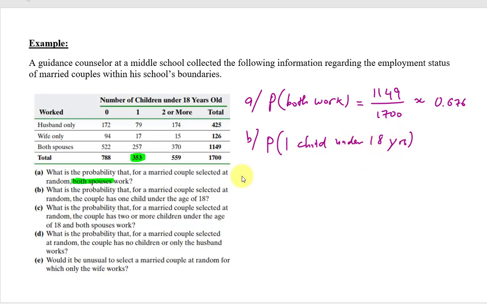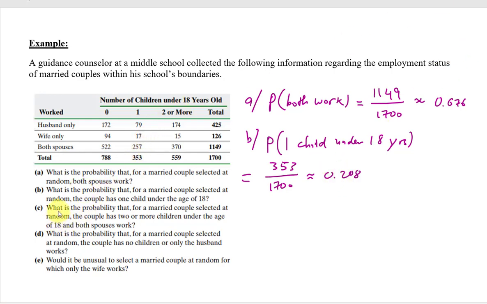And we know that of course that's going to be equal to this much value out of everything. Everything is 1,700. And that is roughly 0.208, or 20.8%.